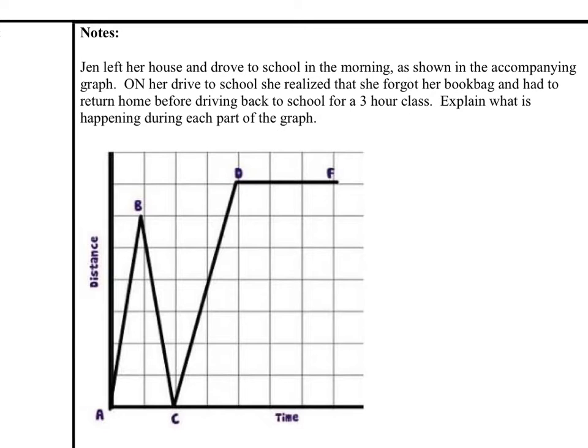Okay, so Jen left her house and drove to school in the morning, as shown in the accompanying graph. On her drive to school, she realized that she forgot her book bag and had to return home before driving back to school for a 3-hour class. Presuming this is like college or something, where you have 3-hour classes. Explain what is happening during each part of the graph.